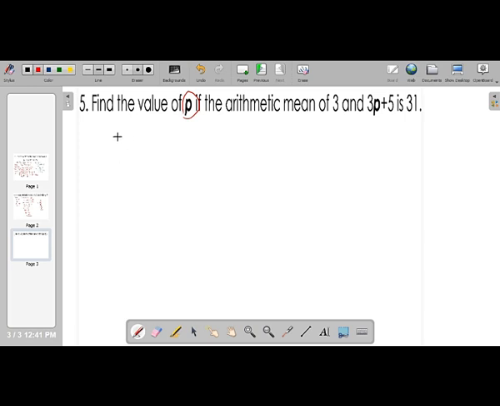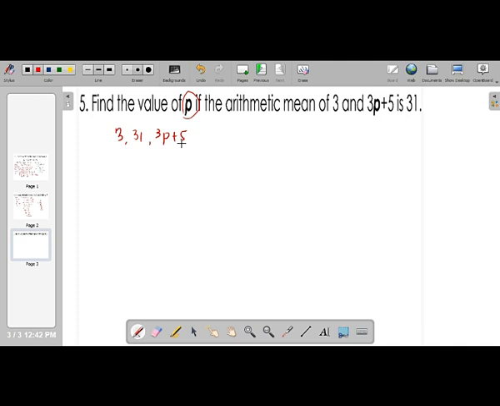Well, ato na pud siyang isulat nga form og sequence. So 3, unya ang second term nato ani kay si 31 kay siya may arithmetic mean. So 31, and then we have 3p plus 5.